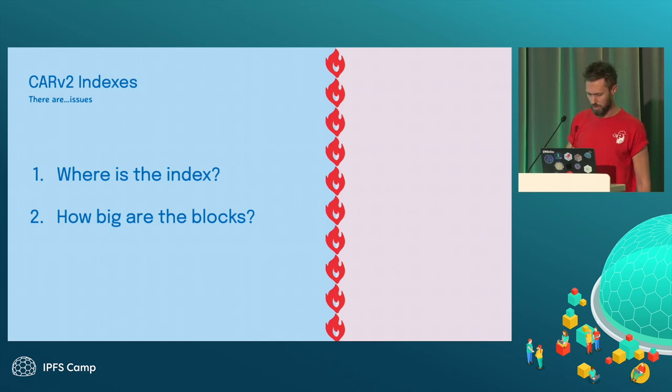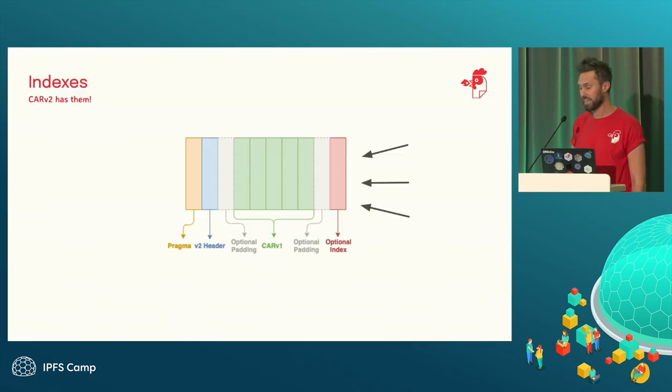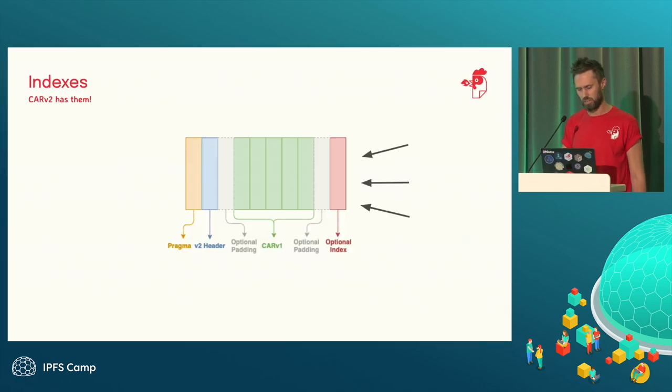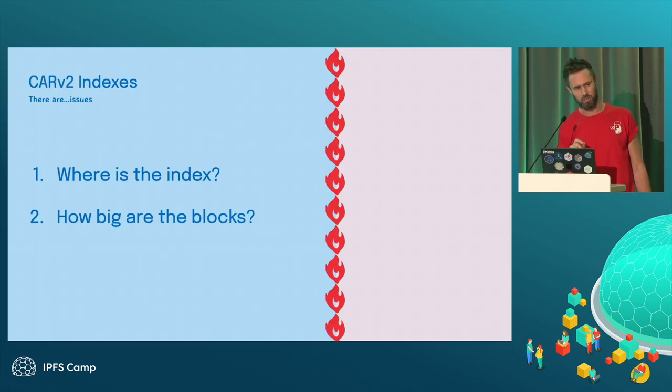Number two is, how big are the blocks? The format for the index is all of the multihashes that are in the CAR file and their offsets, but not their lengths as well. So if you want to read a block out of the CAR file, you take the offset and read a bit, because the offset is not to the block data, it's to a little block header which tells you how long the block is. So you have to do a read to find out how much you want to read from the CAR.